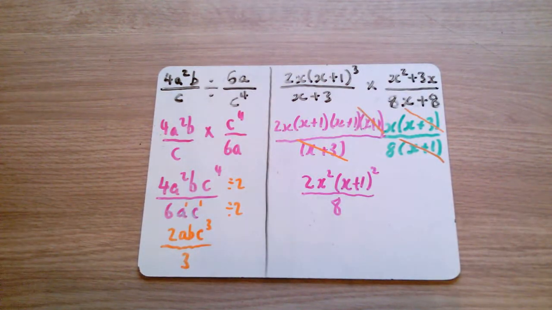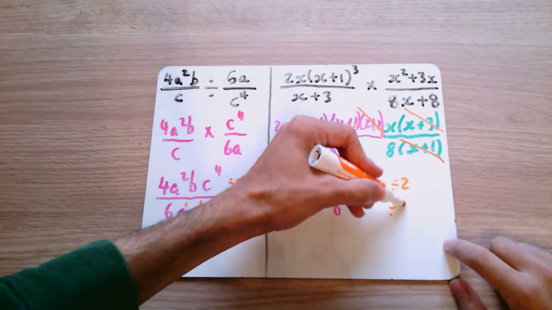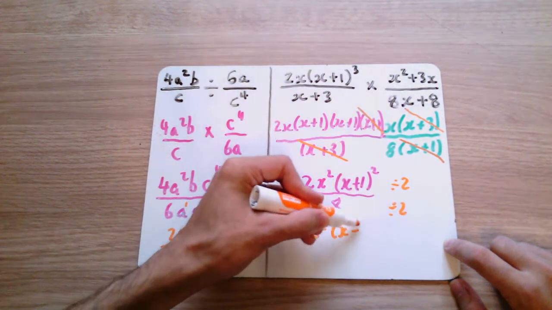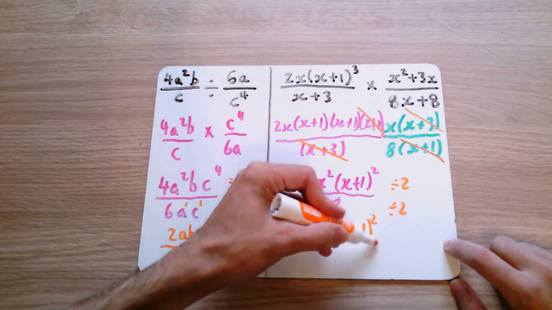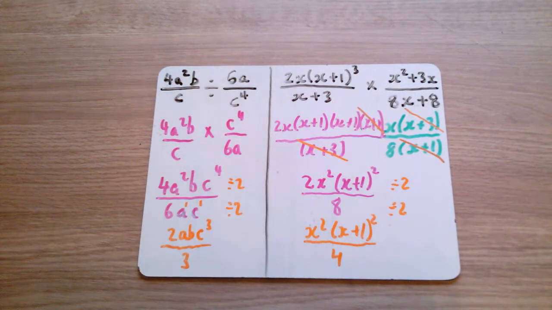So there's one last thing that we can cancel out or simplify in this case, and that is the 8 and the 2. Both of those are divisible by 2. So if I divide this by 2 and divide this by 2, I get x squared brackets x plus 1 squared divided by 4. So what we've seen over here was a method of factorizing these questions down to make it easier for us when we want to cancel out later.